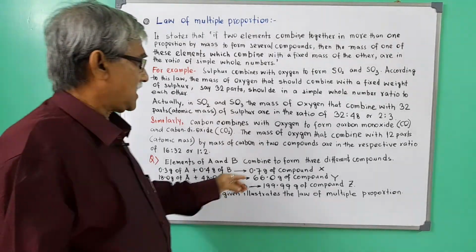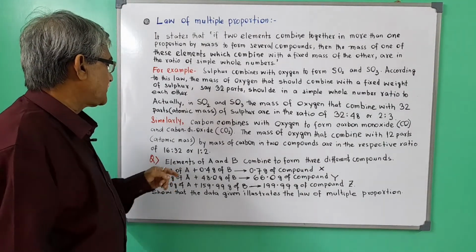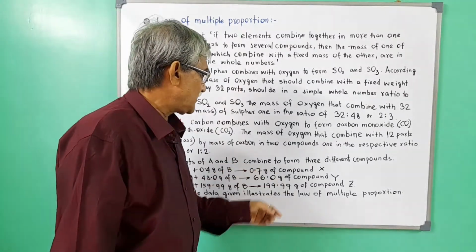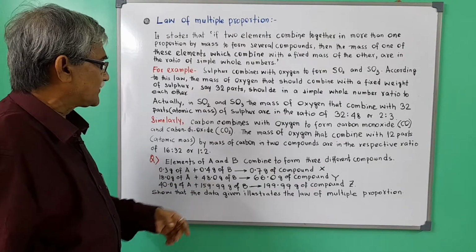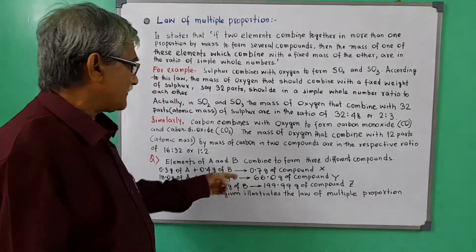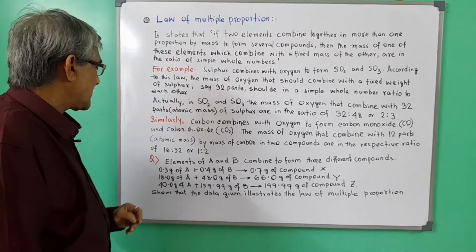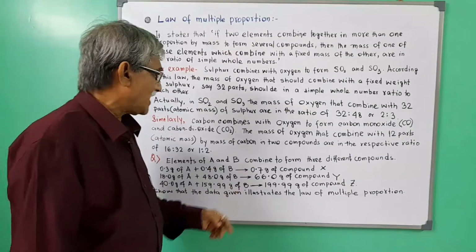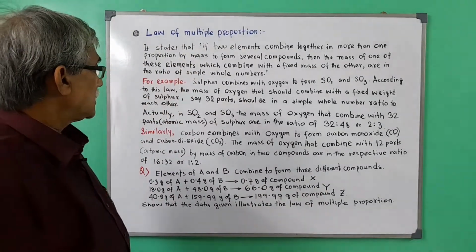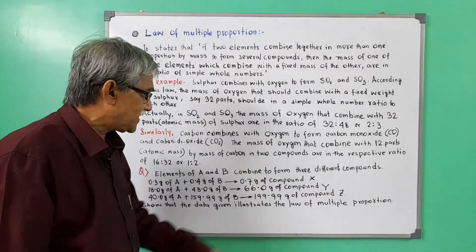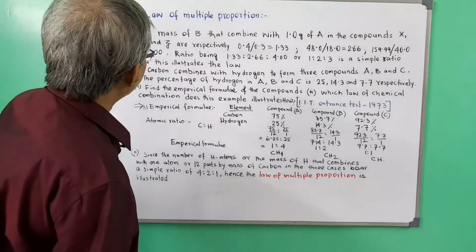Elements A and B combine to form three different compounds. This is given: 0.3 gram of A plus 0.4 gram of B chemically combine to form 0.7 gram of the compound X. Another data, 18.0 gram of A plus 48.0 gram of B chemically combine to form 66.0 gram of compound Y. And 40.0 gram of A plus 159.99 gram of B turns into 199.99 gram of compound Z. Now you have to show that the above data illustrates the law of multiple proportion. Now let us answer it.